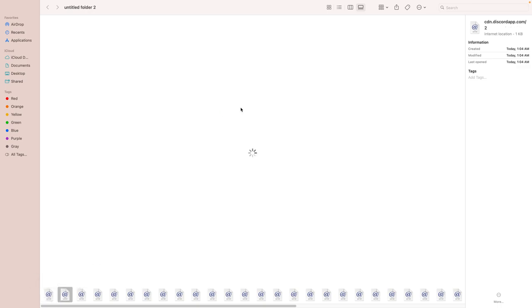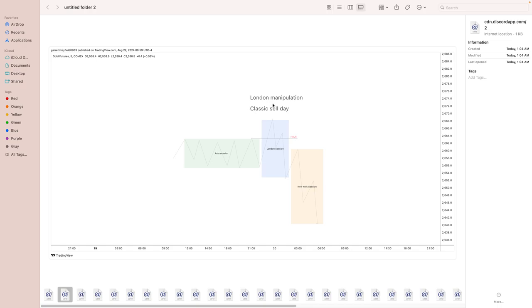So that is the Asia London consolidation. I'm basically showing the different profiles right now. This is just a London manipulation classic sell day. This is when London hits the key level. A lot of times it'll take out Asia highs. Well, it has to take out Asia highs. And it'll hit a key level too. Always remember, we're hitting a key level.